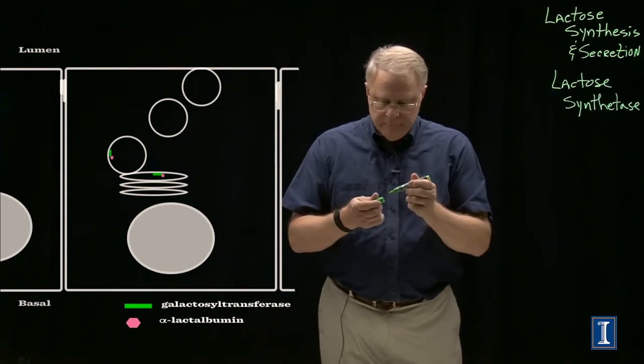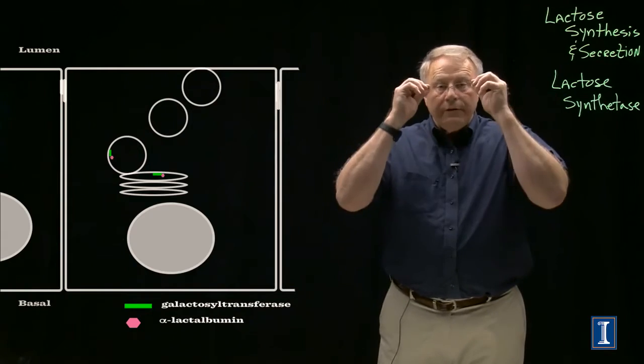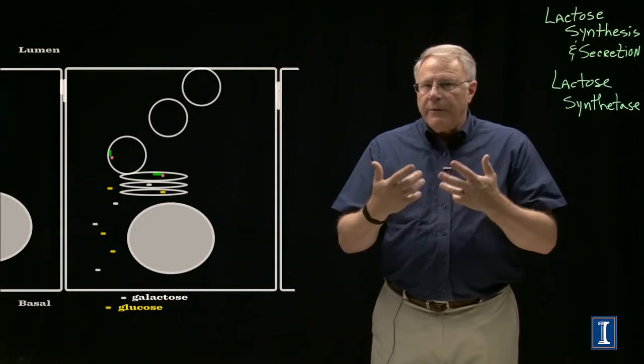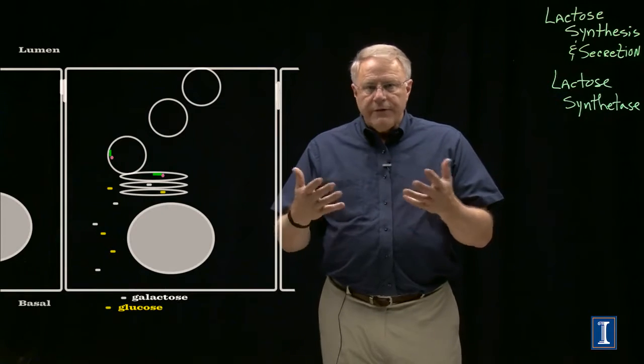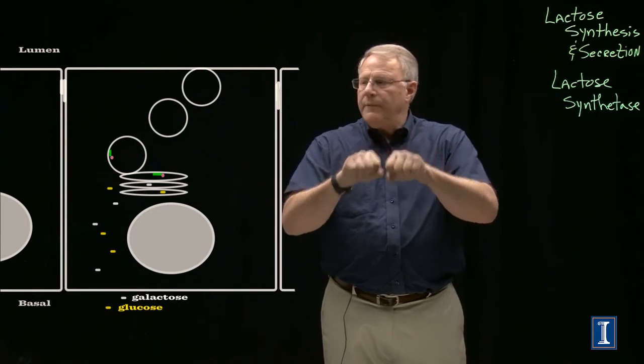Lactose synthetase, and those two again combine together to produce lactose. So let's take a little bit closer look at that. So what we have are monosaccharides. Again, lactose is a disaccharide, galactose and glucose.